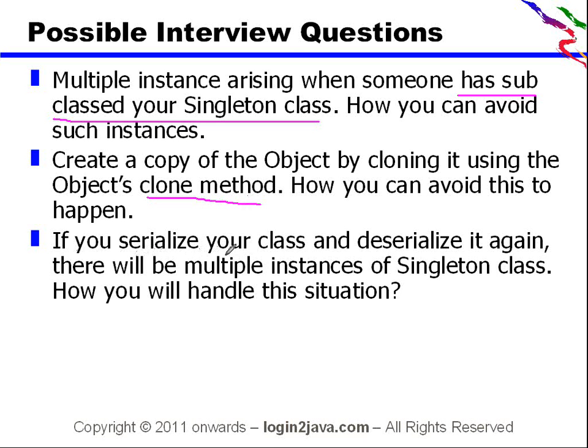A similar situation can happen if you serialize your class and deserialize it again. That will again create a second instance, or as many times as you deserialize, you will get a new instance of it. So how can you handle this situation? You can do it by overriding the readResolve method. In readResolve, you can return the only instance, the same instance. So by overriding the readResolve method, you can avoid having another instance during deserialization.